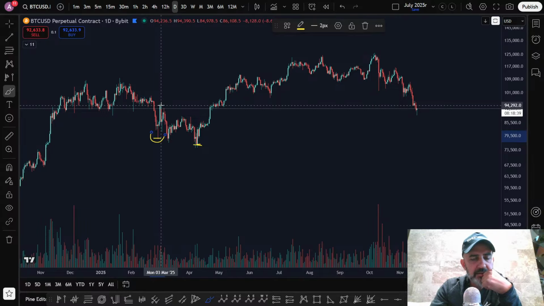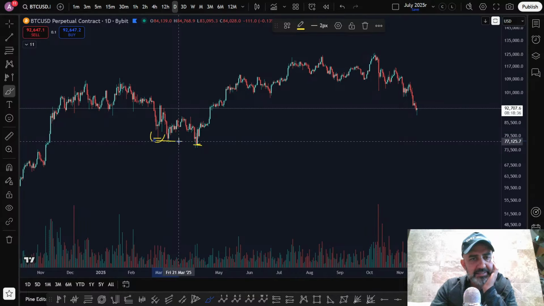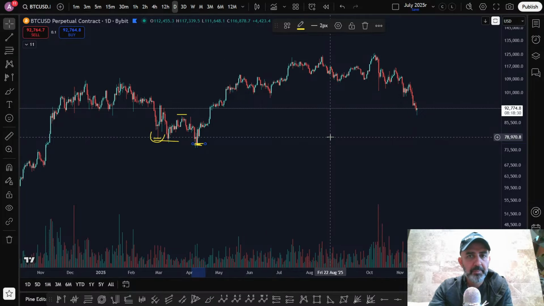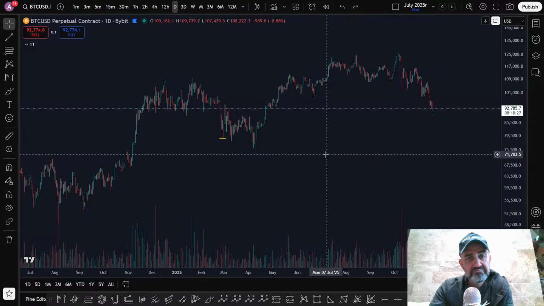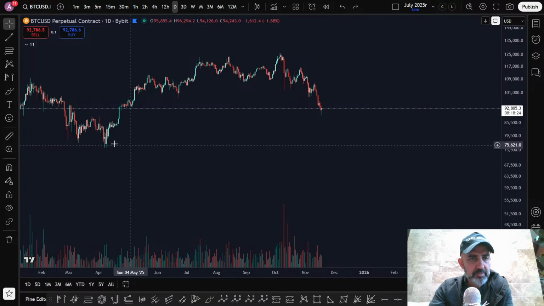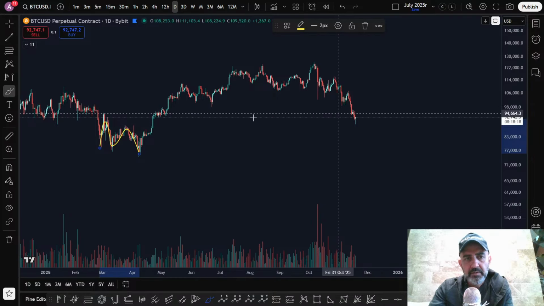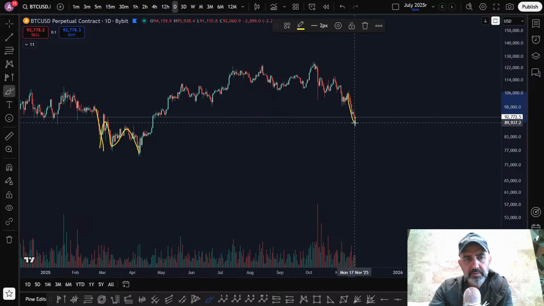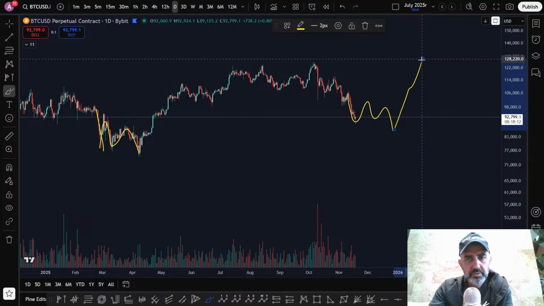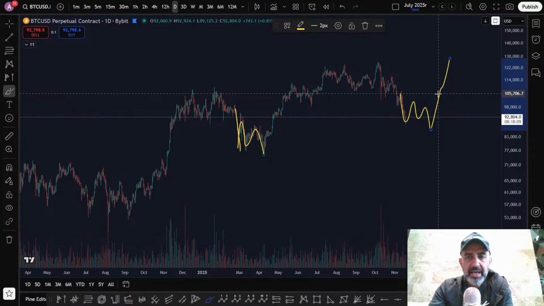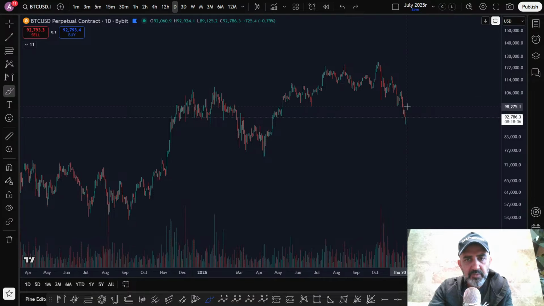There was a pump, a rally, to put in a lower high. It went back down to take the lows, lower high, lower low, and then pump, pump, pump, pump, pump, pump, pump. So I kind of wonder if we are somewhat repeating something like this, with the drop already happening. And everyone thinks it's all over and crypto's dead and whatever. It's not dead, huh? All eyes are on crypto, all eyes are on Bitcoin, all eyes are on altcoins, the big ones especially.